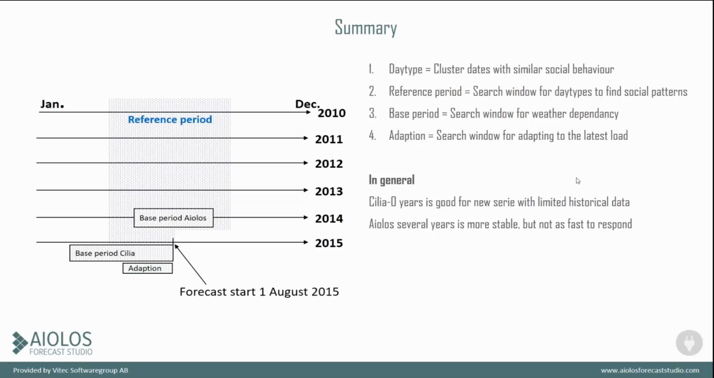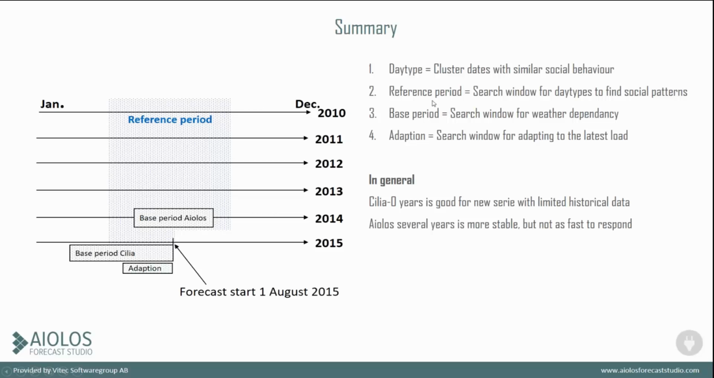So a short summary then for our Celia and Aiolos models. We have date types, the cluster dates, and the date type calendars. So you divide your different days into different date types, and you differentiate between different social behavior. And then you have the reference period marked here, which is your search window for the date types to find different social patterns.